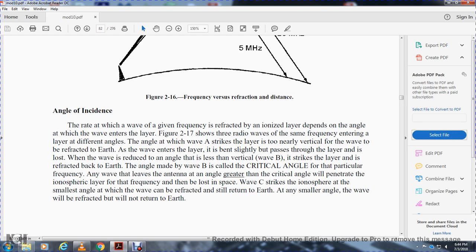The angle of wave B is called the critical angle for that particular frequency. Any wave that leaves the antenna at an angle greater than the critical angle will penetrate the ionosphere and then be lost in space. Wave C strikes the ionosphere with a smaller angle, so it can be refracted and still return to the Earth. At a larger angle, the wave will not be refracted and will not return to Earth.